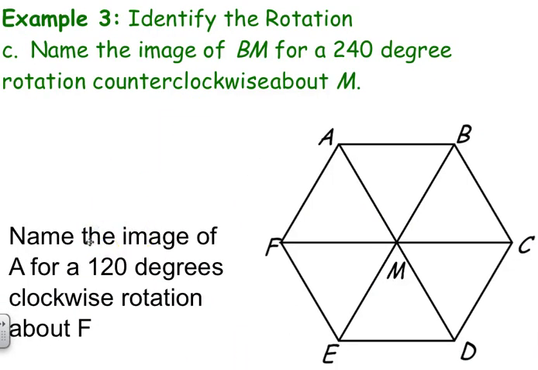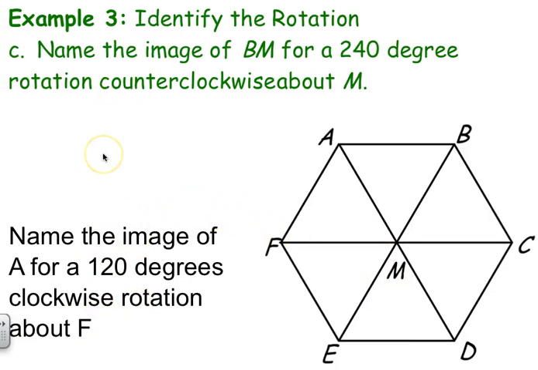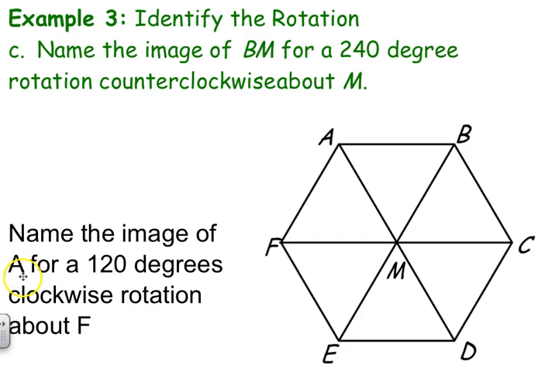All right, so I added this one down here to get some more practice where M is not the origin. So try these two. We're going to name the image of BM. So we're going to do a whole line segment. 240 degrees counterclockwise about M. And then try this one. Name the image of A for 120 degrees clockwise rotation about F for the center. So try those two and then press pause and we'll go over them.